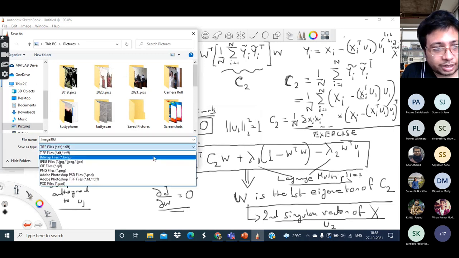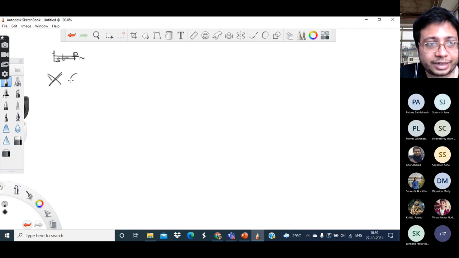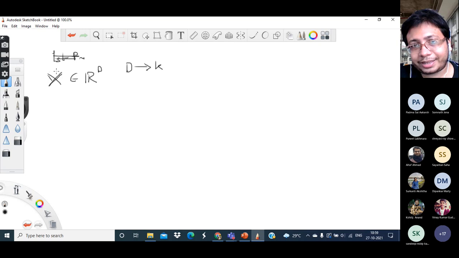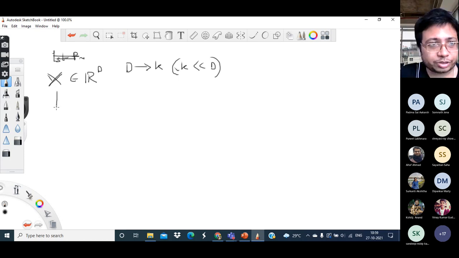Okay, so now basically what we have done here is as follows. So what is the first principal component of the data? Let's say that I have data x, which is d-dimensional data. Now I want to reduce the dimensionality of this data from d down to some number k, where k is much less than d.